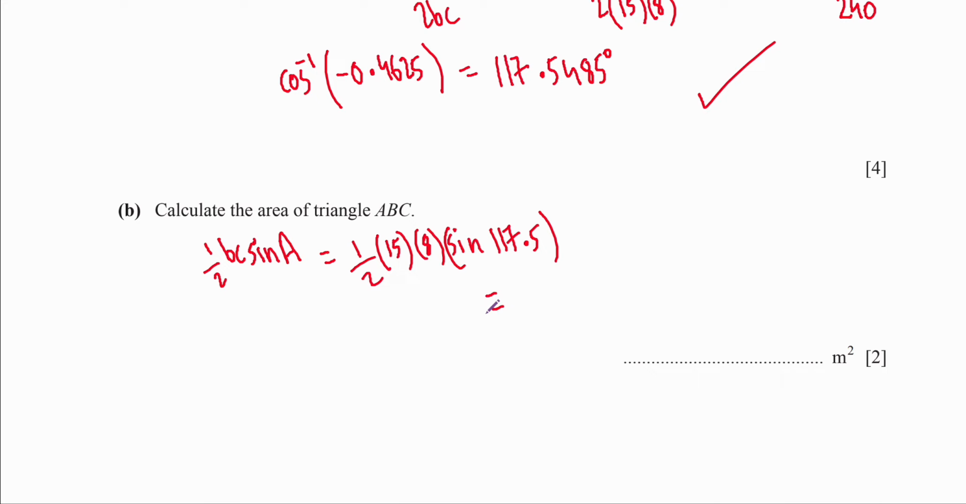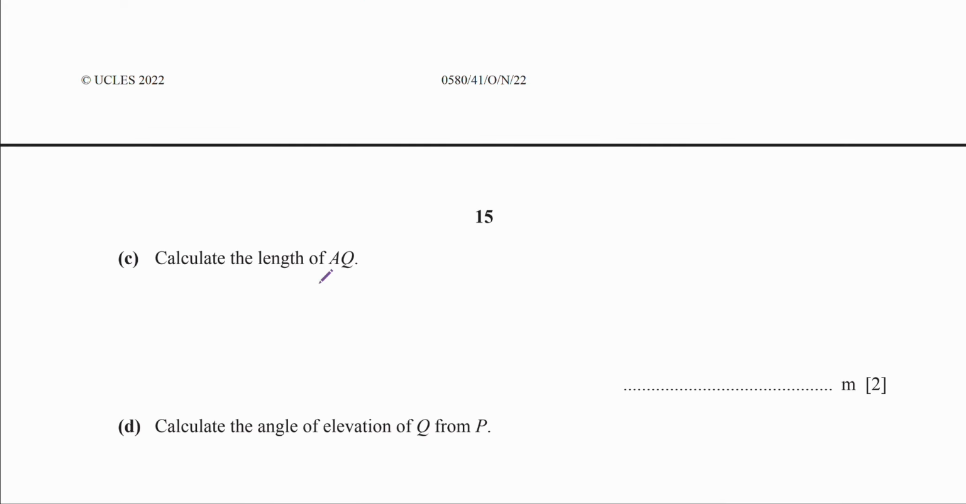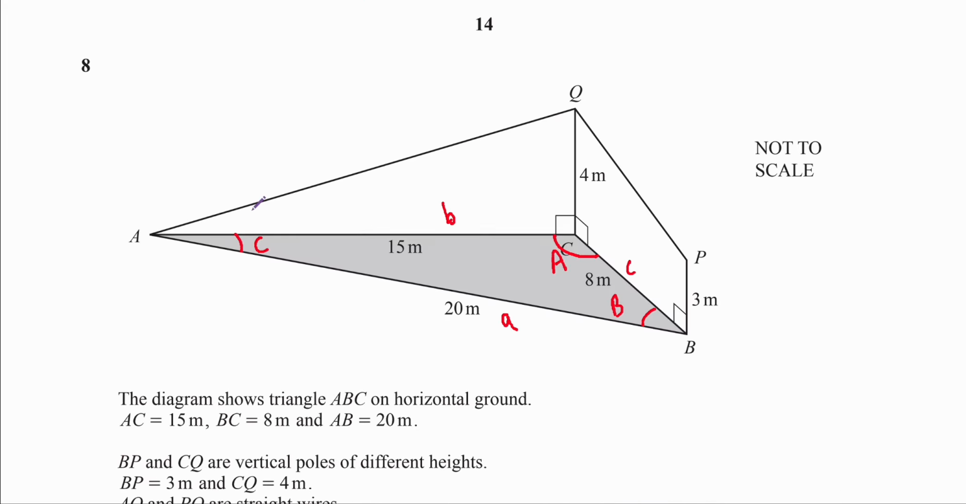And that is equal to 53.22. 53.22 meters squared. So that is the answer for the area of the triangle ABC. 53.22 square meters. Okay, next part. Calculate the length of AQ. So what's AQ? AQ is just that.